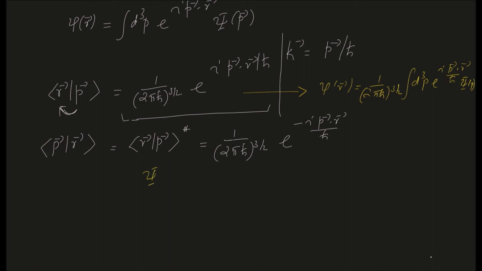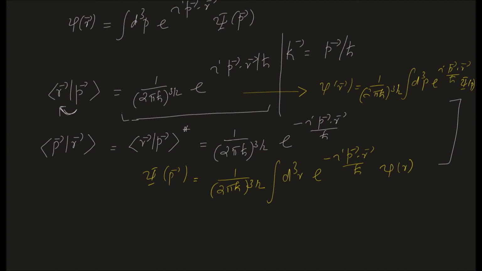And with this one you can write our equation 2 as modified: psi of p equal to 1 by 2 pi h cross raised to 3 by 2 integral d cube r e raised to minus i p dot r by h cross psi of r. So now these two look like exactly the Fourier transforms of each other.